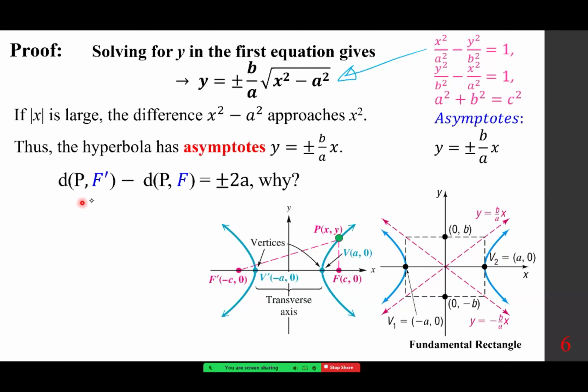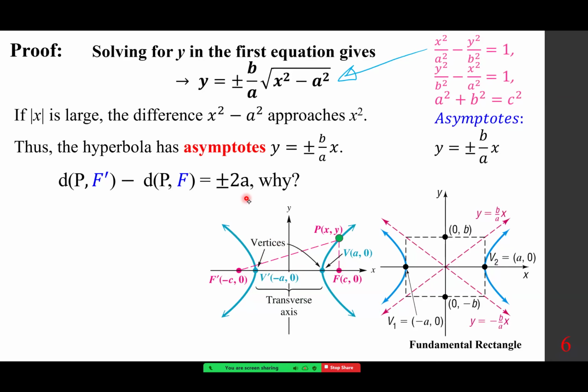Also, the difference between PF prime and PF is either 2a or minus 2a. This is the point I'm going to look at. The reason it's plus or minus 2a is that, depending upon which one you take as the focus, you may look at PF minus PF prime or PF prime minus PF. In essence, the absolute value of that. So it could be positive or negative. The way this one is taken, since this is larger, then this one will be positive 2a.